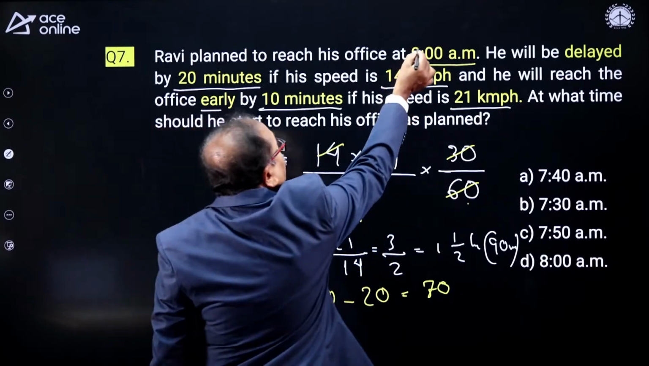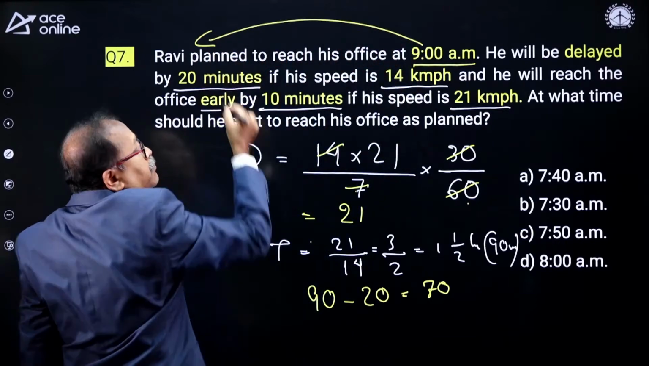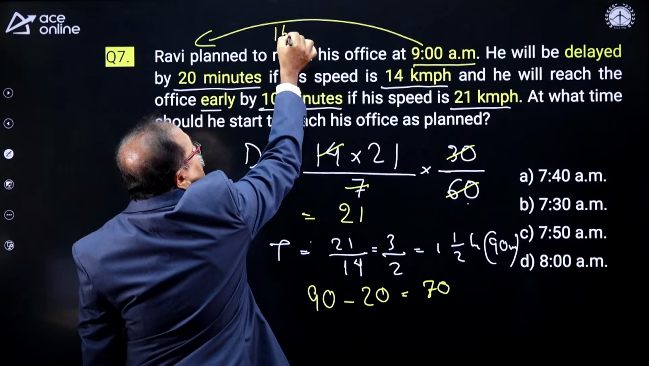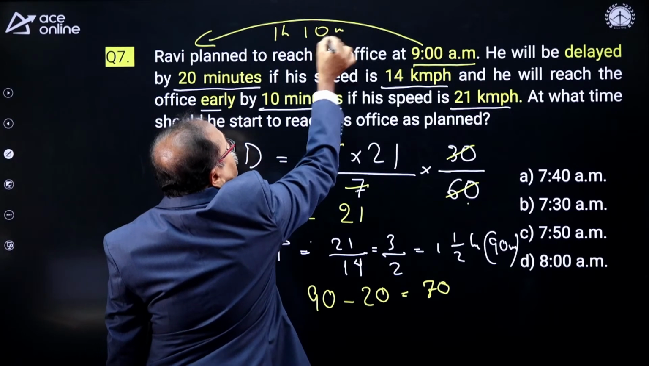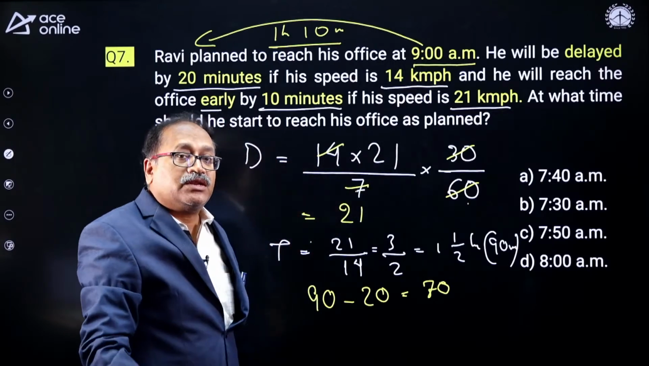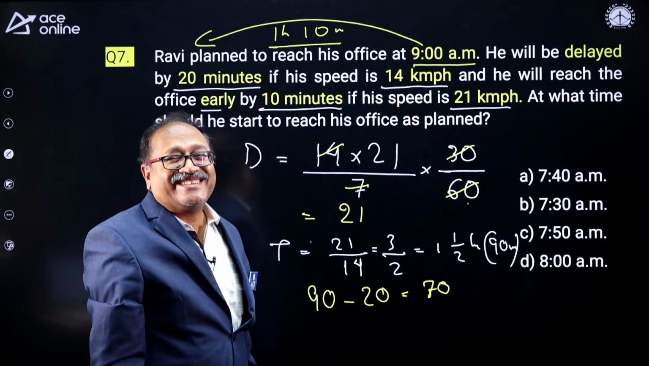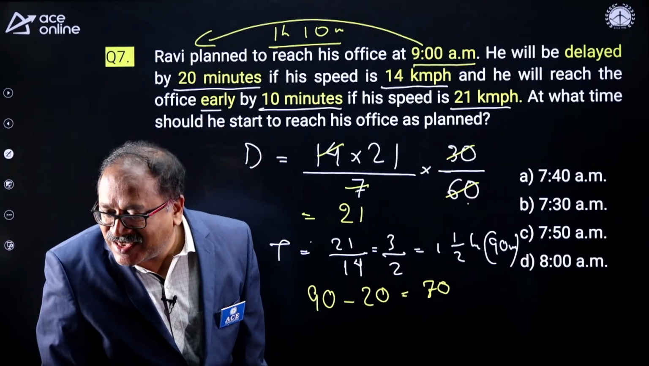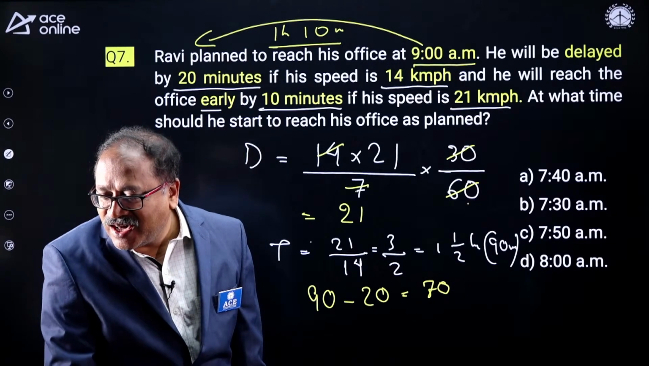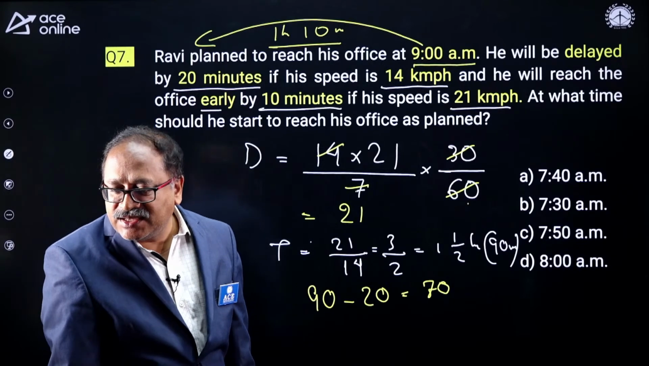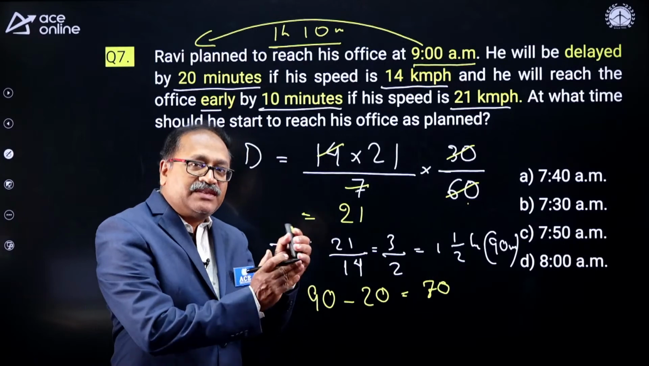That means he should start from home at what time? So 1 hour, 10 minutes before 9 a.m., as he has to reach the office at 9 a.m. Now you can answer the question. Answer it, my friends. I'll check the answer. Anusha, Aman, Jaya, Sai, answer the question.